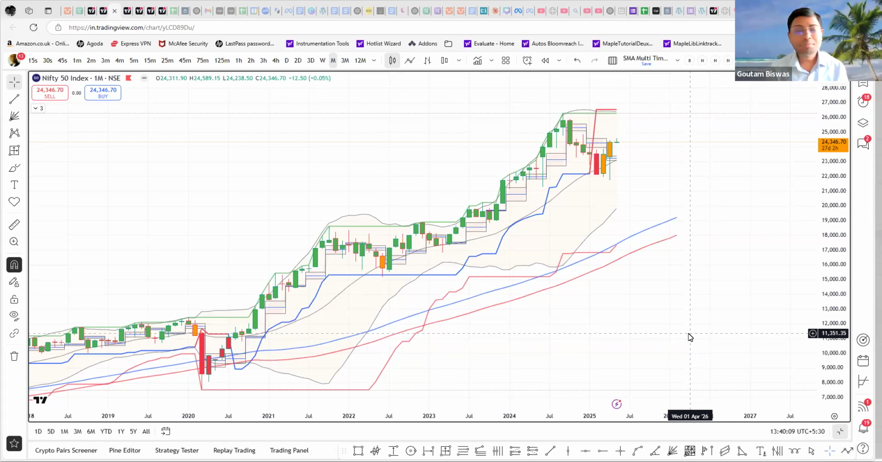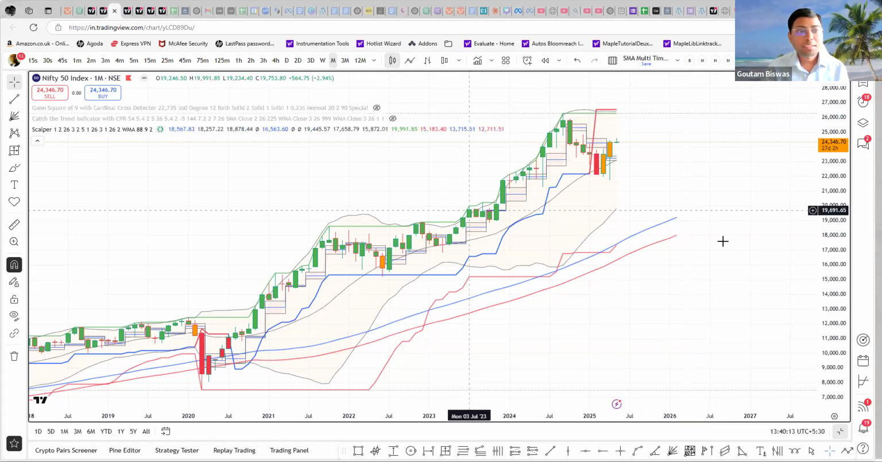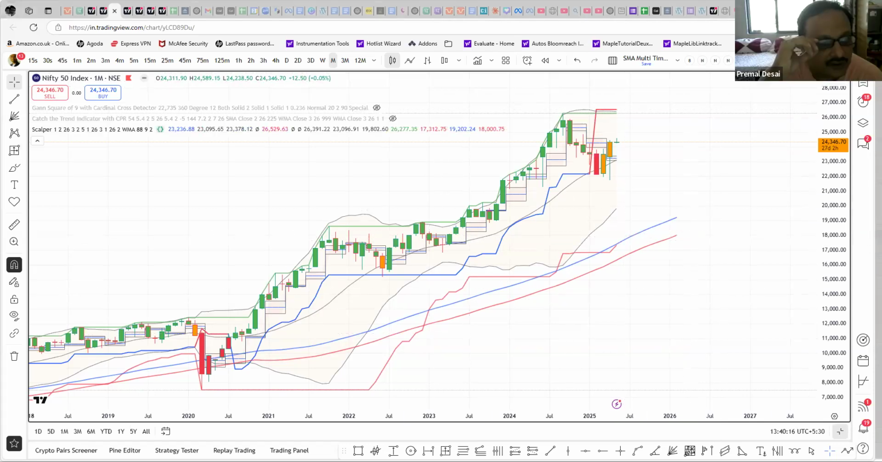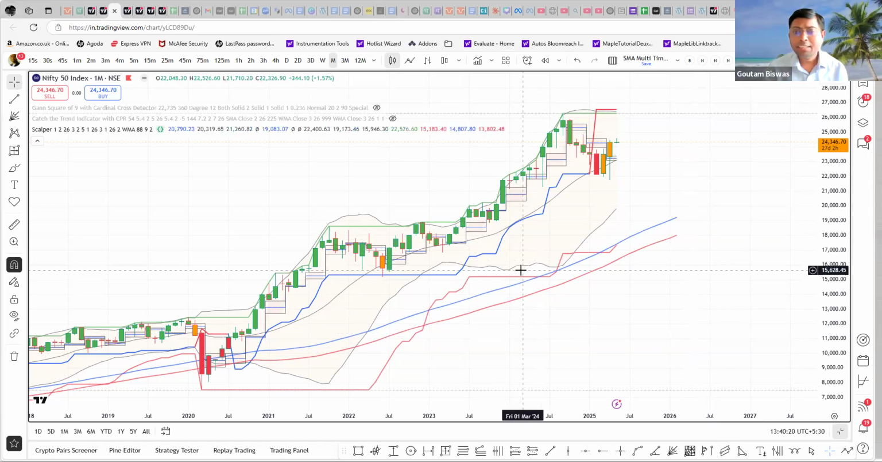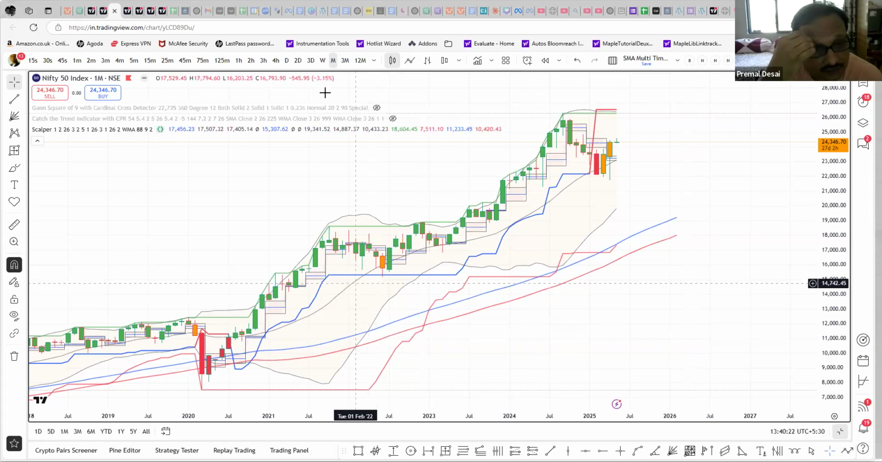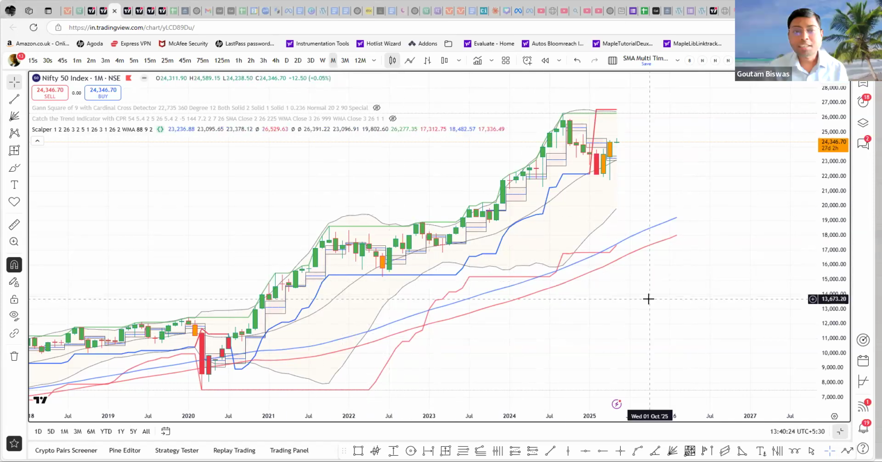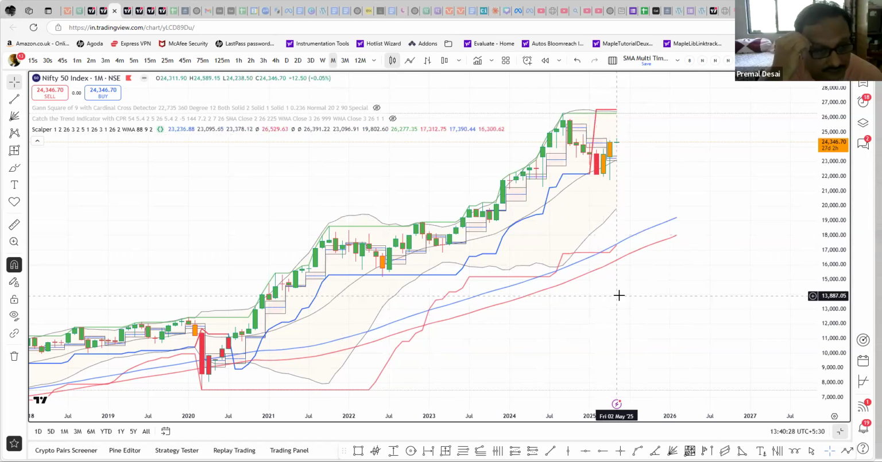So we are discussing one of my technical indicators, which I have termed the scalping indicator. But although the name says scalping, it can be used for any time frame. For example, right now you are seeing the Nifty 50 index chart on the monthly time frame.